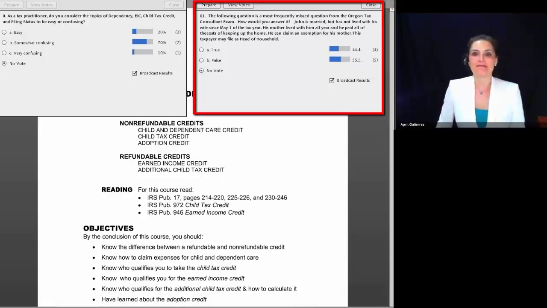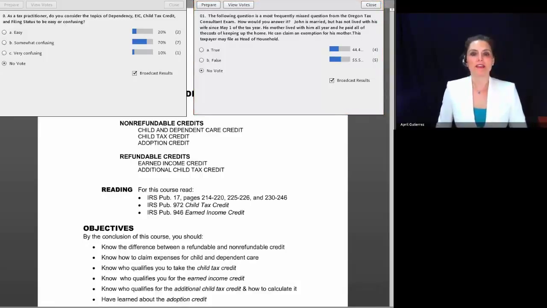It says, John is married but has not lived with his wife since May of the tax year. His mother lived with him all year and he paid all of the costs of keeping up the home. He can claim an exemption for his mother. This taxpayer can qualify as head of household.